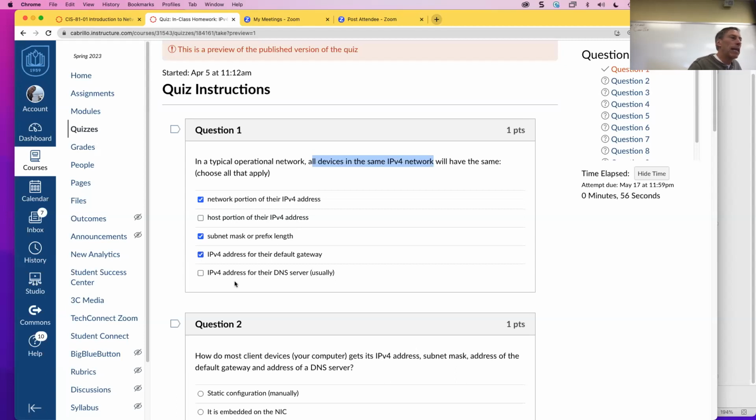Now, this doesn't have to be the case, but typically, will they have the same IPv4 address for their DNS server? I'm going to just say yes here, but it doesn't matter. Usually when a DHCP server gives out that information, it's giving it out per subnet. You'll usually get, not always, the same DNS server address, if assigned by the DHCP server.